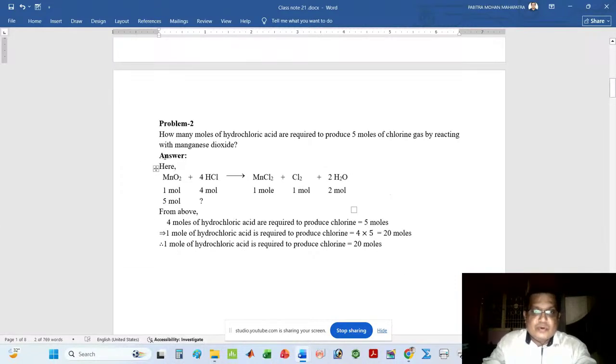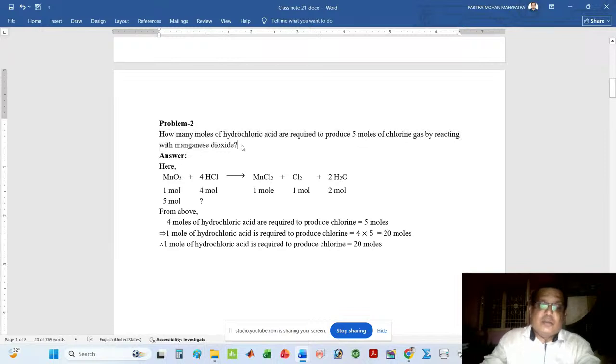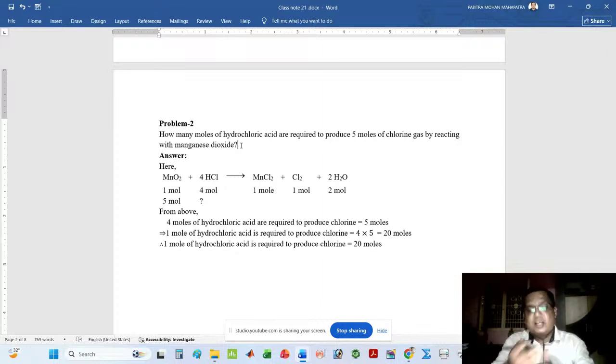Next, move to problem number 2. Here also mole is given and the target is to find out the mole. How many moles of hydrochloric acid are required to produce 5 moles of chlorine gas by reacting with the manganese dioxide? For such type of problem, it is highly necessary to learn how to write the chemical equation.